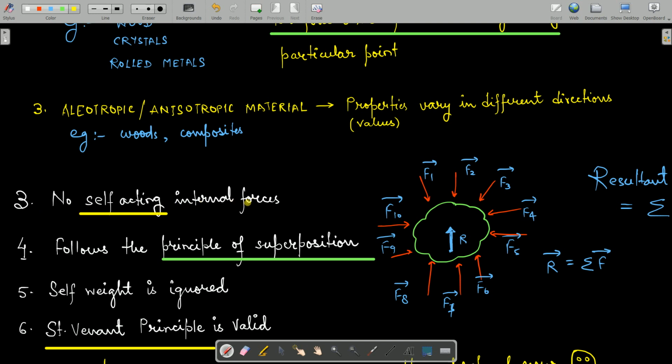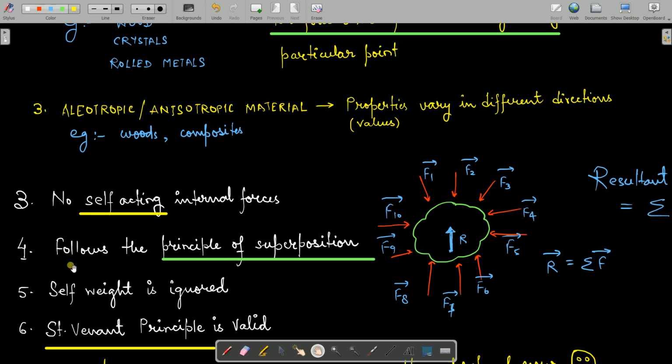But is this practically possible? Still, it's not practically possible, because whichever solid material you take, there will be certain vibrations continuously happening. If you don't believe me, go to the physics department and ask. They will teach you more in detail.